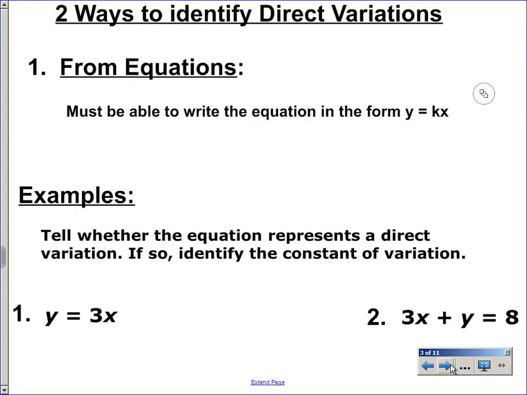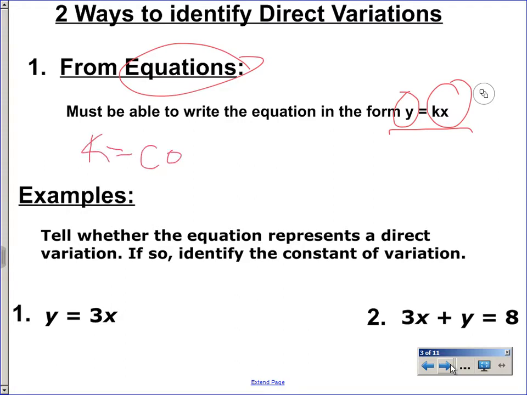There are some ways to identify direct variations. When you're looking at an equation, you must be able to write the equation as y equals kx. Notice that we have the variable y, the variable x, and now this new variable k, and again, k is the constant of variation.